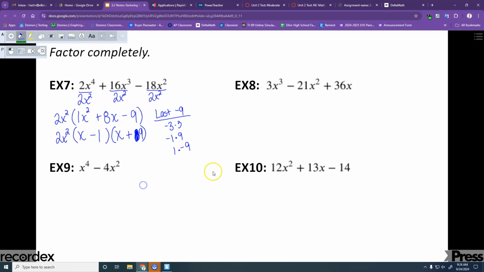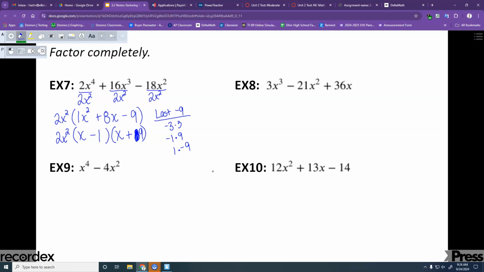All right, we're going to do one more together, and then I'm going to let you guys work on some Delta Math a little bit, because we're going to work on this today and tomorrow, because I think everybody's getting a little tired of sitting here. So let's do example 8.